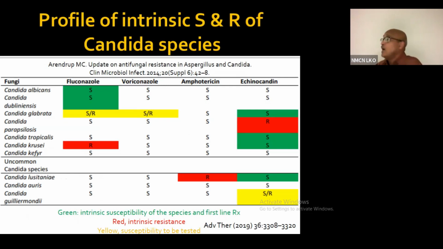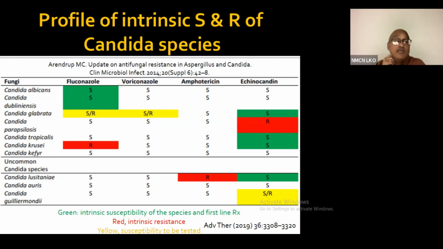Profile. Unless you know your territory, unless you know your area, unless you know the profile of these susceptibility patterns, how am I going to decide which antifungal suits my patient? So I have said invasive candidiasis. This profile is for Candida species. S stands for susceptible, and R stands for resistant. This is quite latest, presented in advanced therapies in 2019.